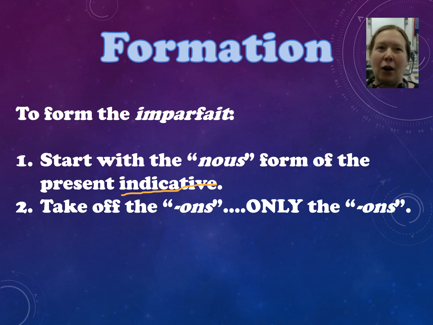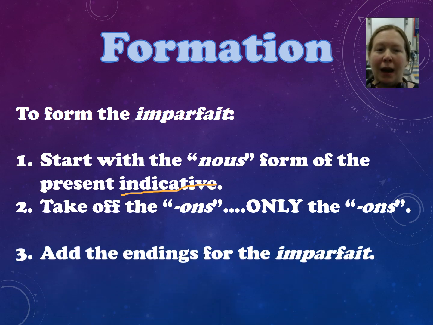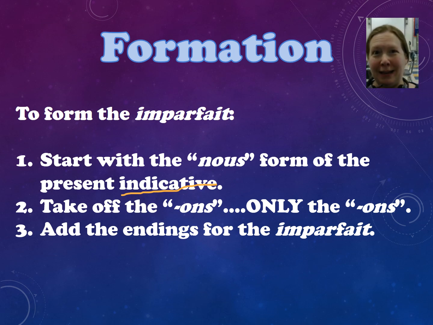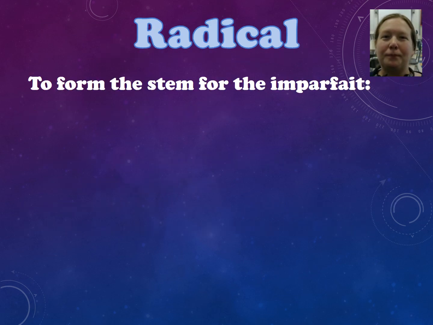Then you're going to take off the ONS, and the important thing here is to take off only the ONS. If you start taking off other things, this is not going to work properly. And then, of course, you are going to have endings that you are going to add. So let's take a look at the stem.